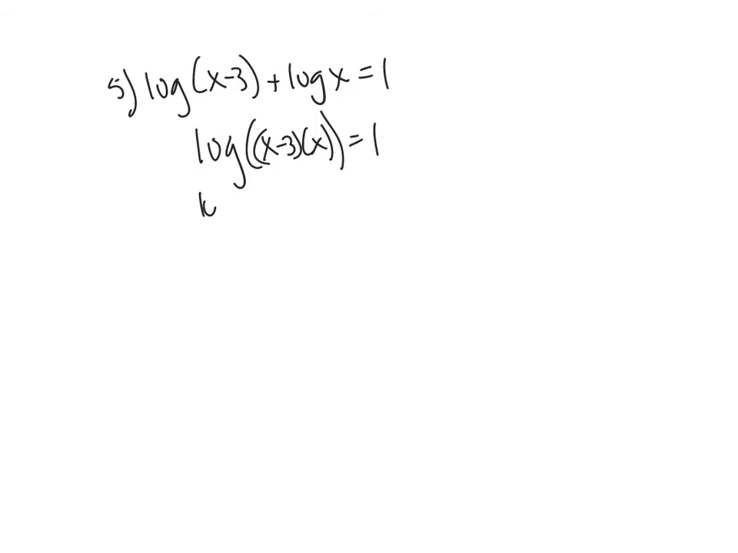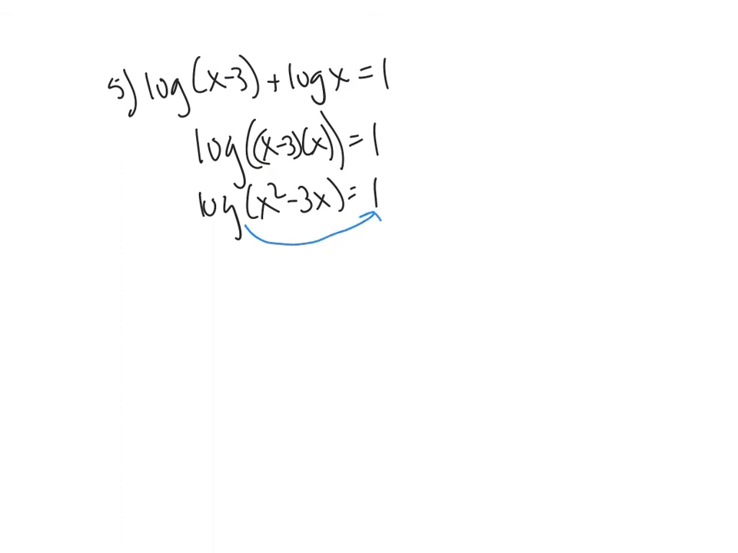Well, I can simplify this. X times x is x squared. Negative 3 times x is negative 3x. Well, now I'm stuck. I got my x's attached to my log. How am I going to undo the log? Well, the only way to undo the log is, let's see if I can change it into exponential. So when you get stuck with log form, if you can't isolate the x, change it to exponential.